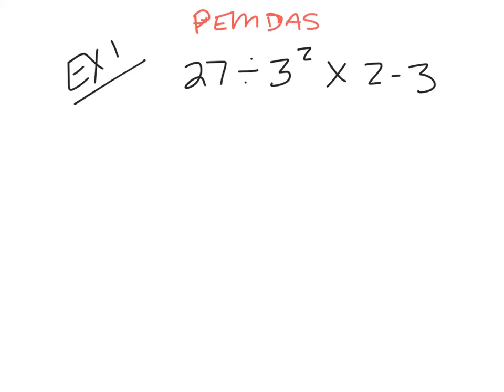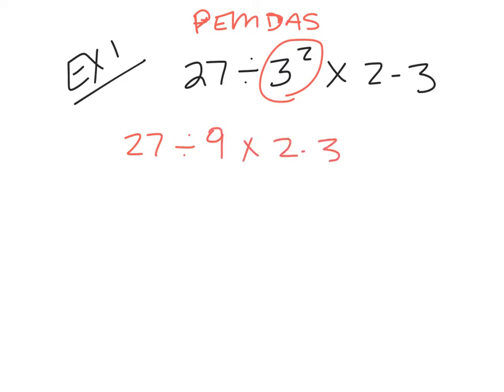So parentheses first. Do we have any parentheses? No. So we're going to do exponents first. So that means we're going to do this 3 squared. So I'm just going to rewrite the rest of it. 27 divided by, what's 3 squared? 9. 3 times 3 is 9. And then I'm just going to rewrite the rest.